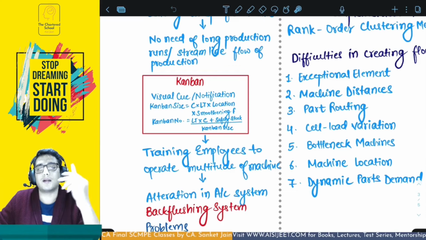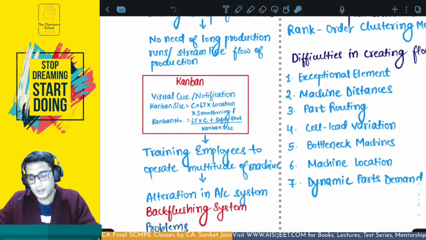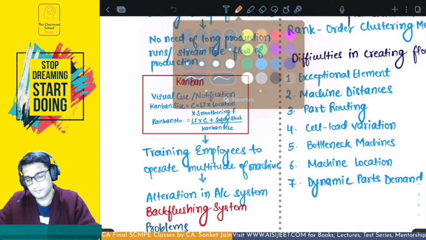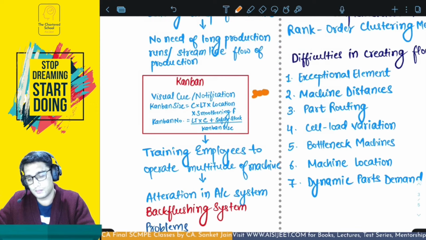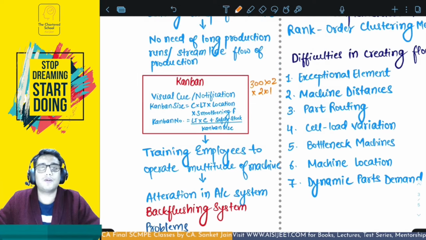So let's say our consumption was 300, lead time was 2, so 600, and location is always going to be 2 unless anything else is given in the question. So 300 multiplied by 2 days multiplied by 2 locations multiplied by smoothing factor of 1. So I get 1200 as Kanban size.